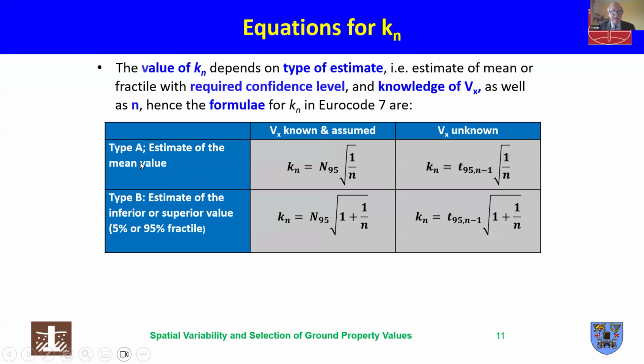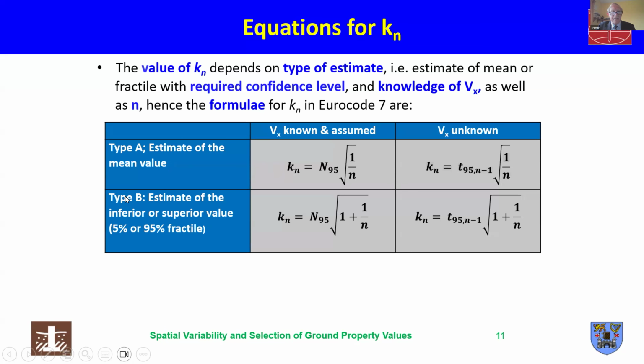And if we're talking about type A, the estimate of the mean value, if Vx is known or assumed, then Kn is equal to n95 times the square root of 1 over n, and if Vx is unknown, Kn is t95, n minus 1, times the square root of 1 over n.